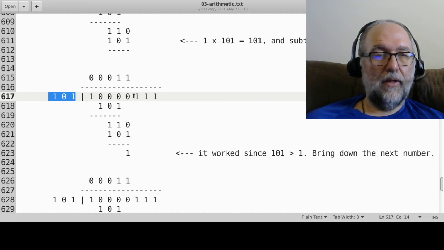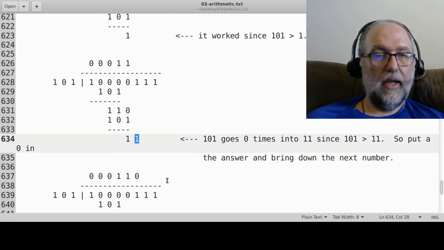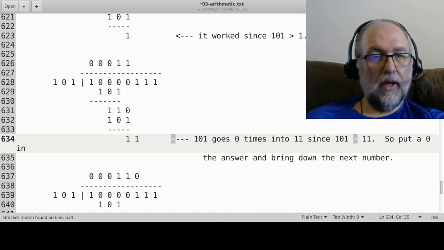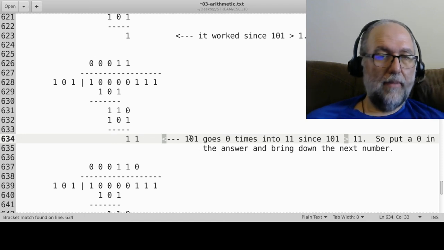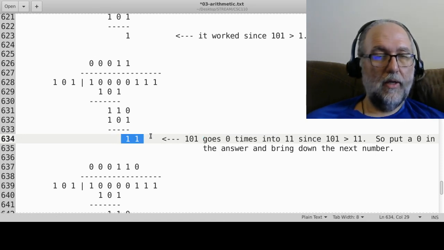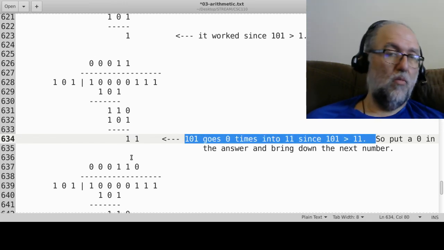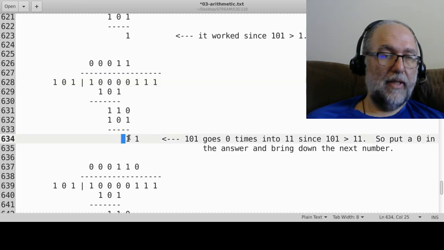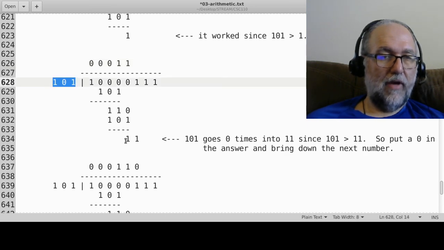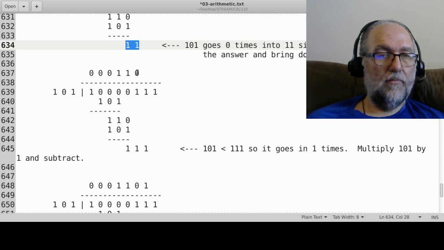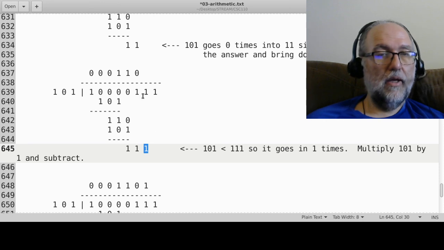Okay, great. Let's bring down the next one. There it is. And now you ask, how many times does, oh, I've got wrapping going on again. There we go. So how many times does 101 go into 11? And the answer is 0 times. 101 goes 0 times into 11 because 101 is bigger than 11. Okay, so since that number is bigger than that number, it doesn't go in, so we're going to put a 0 right up here. Okay, right there. We're going to put a 0 there because that number does not divide into that number. Okay, and so there we go. There's that 0. And now bring down the next digit. I should say bit. Okay, there it is.